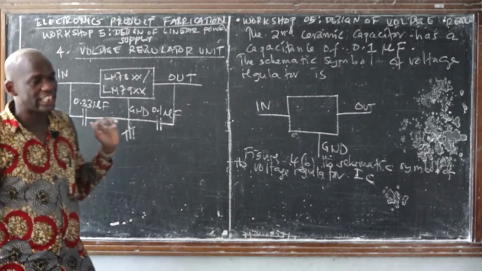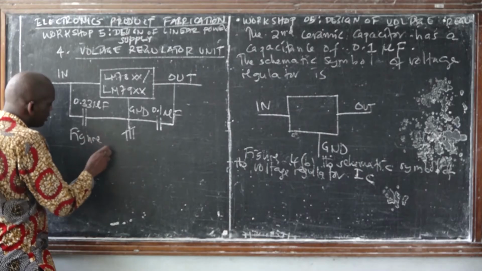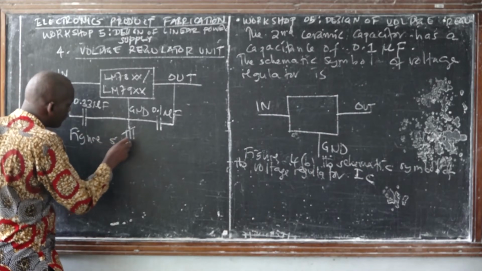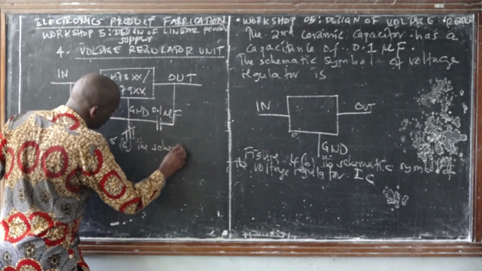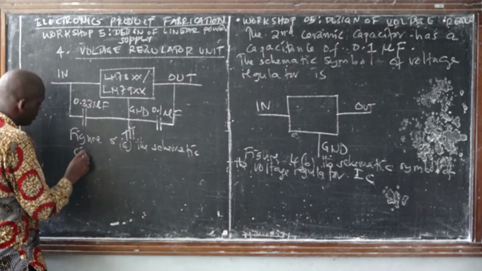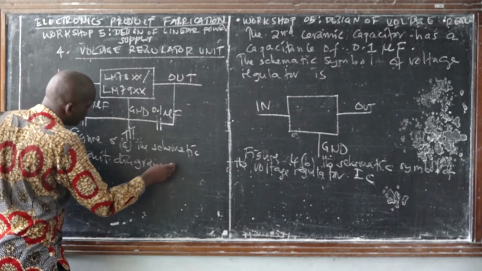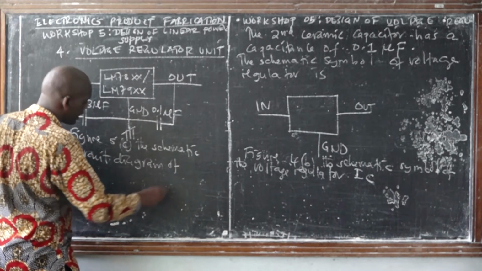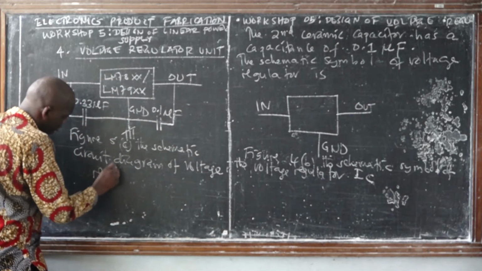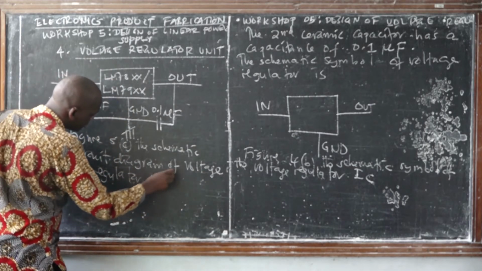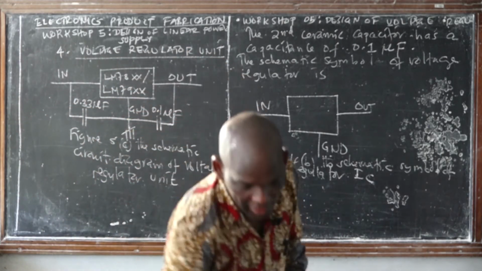So the next question is what the functions of these capacitors are. So this is figure 5C, the schematic circuit diagram of the voltage regulator unit. So the next question, I think that if I could be you, stop writing.